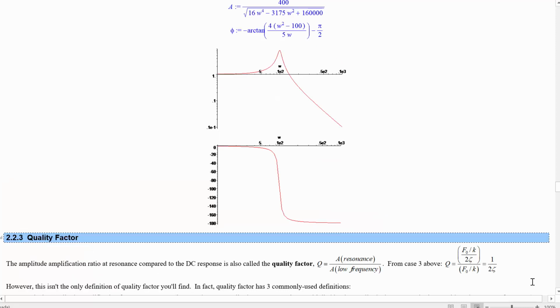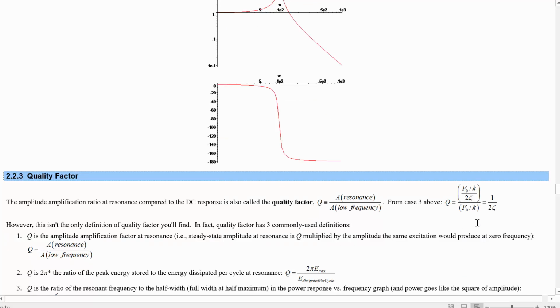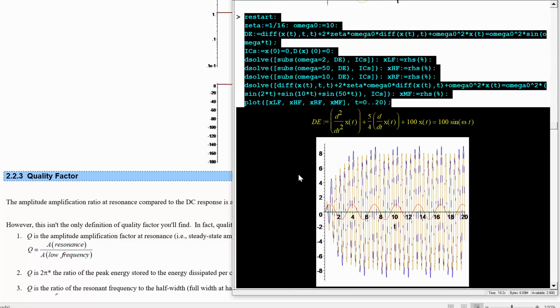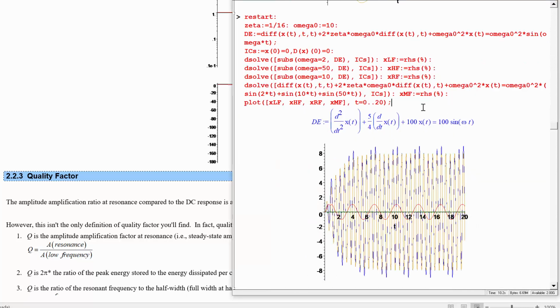So if we take the amplitudes that we calculated for those limits, at resonance we have f naught over k over 2 zeta, and at low frequency it was just f naught over k, so this ends up being 1 over 2 zeta. You might remember that this is a thing that we just found out in that Maple example that we did.